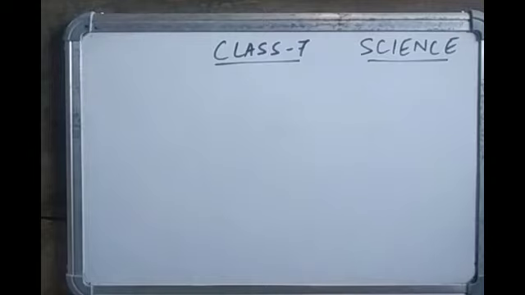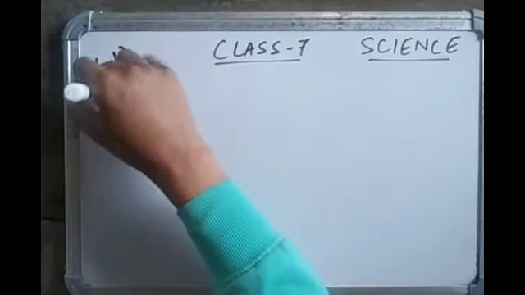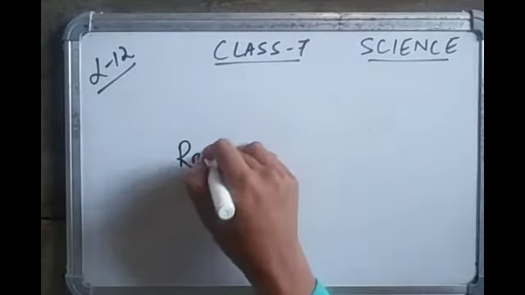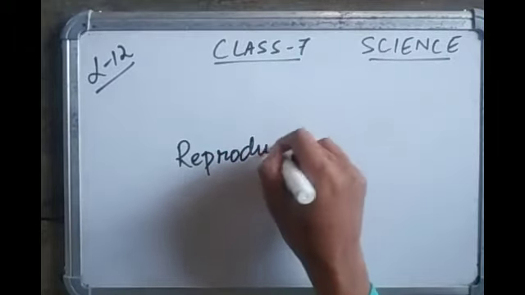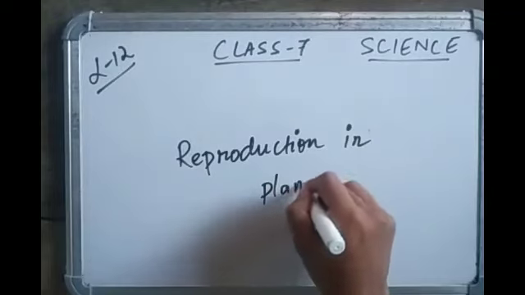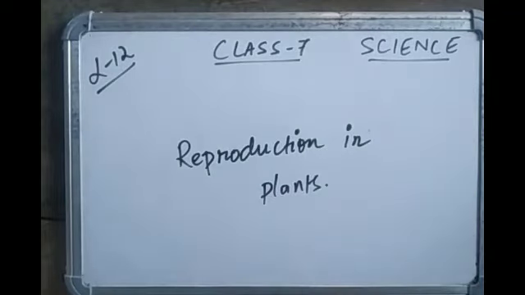Science ni ngasi tokdusi lesson, class 7 ki lesson number 12, and the name of the lesson is reproduction in plants.